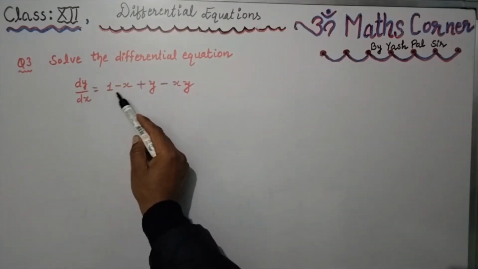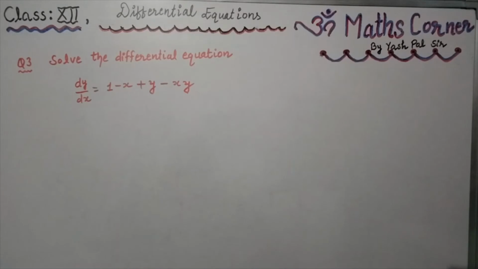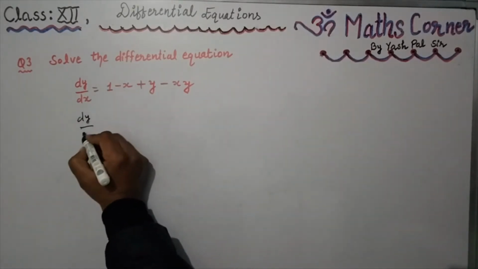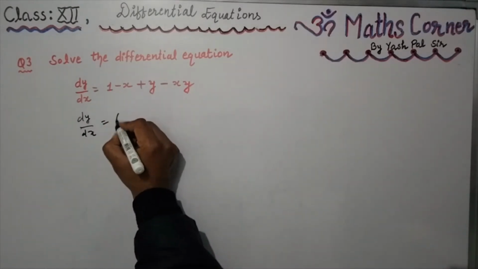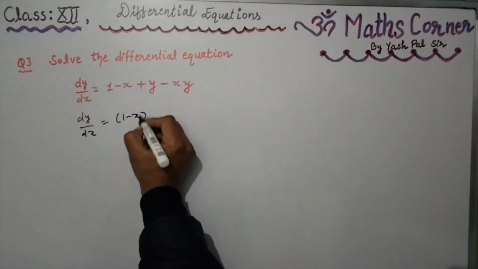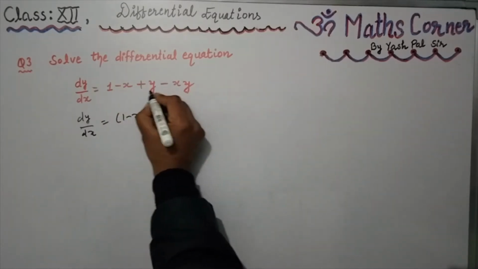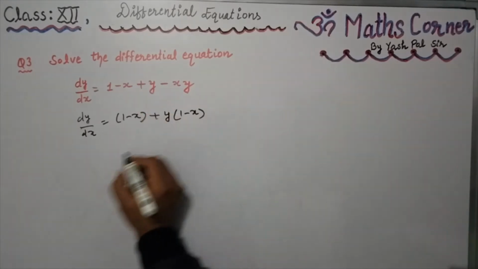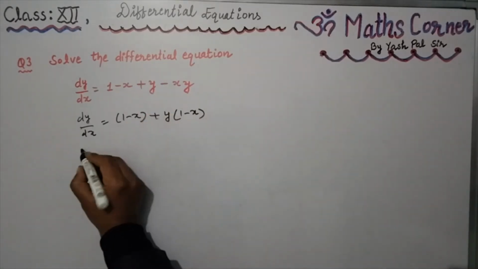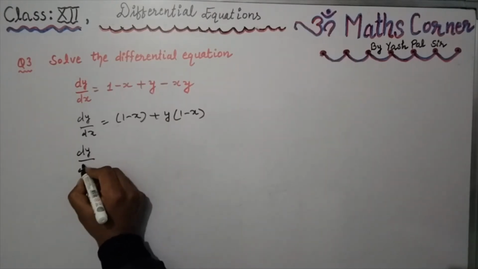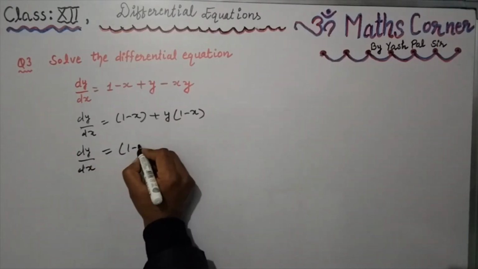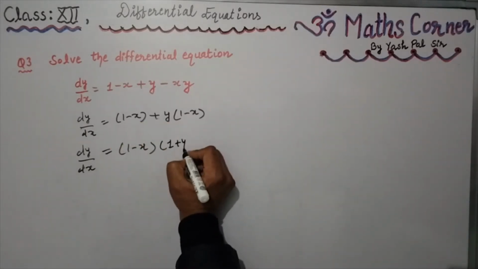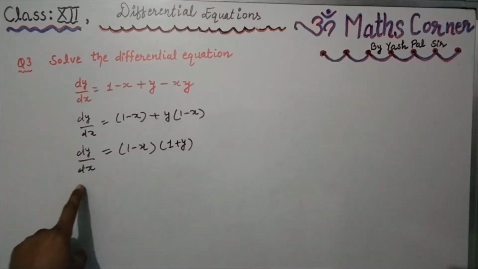Now question number 3. Solve the differential equation dy upon dx is equal to 1 minus x plus y minus x into y. First of all, simplifying this differential equation, we combine 1 minus x inside one bracket. In the other two terms we take y common, so we are left with 1 minus x. Now 1 minus x is common, so dy upon dx is equal to 1 minus x into 1 plus y.